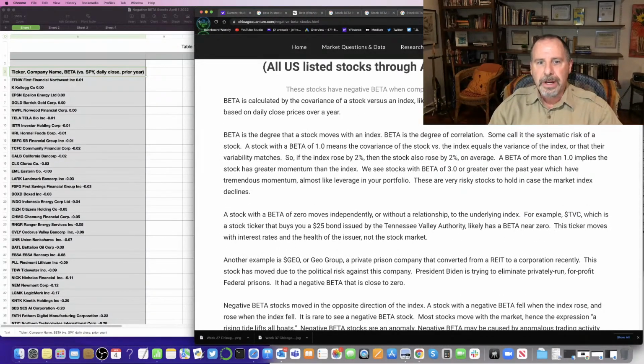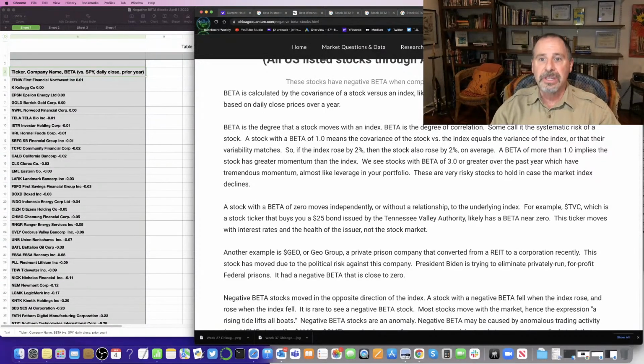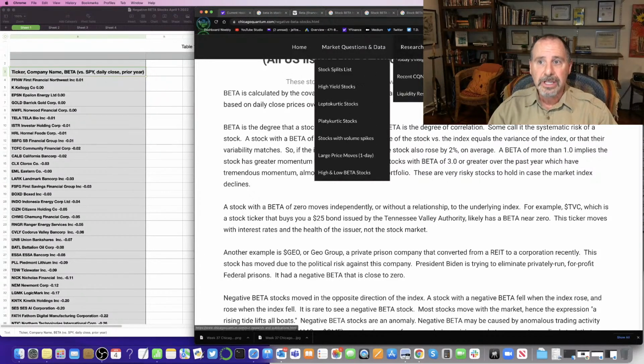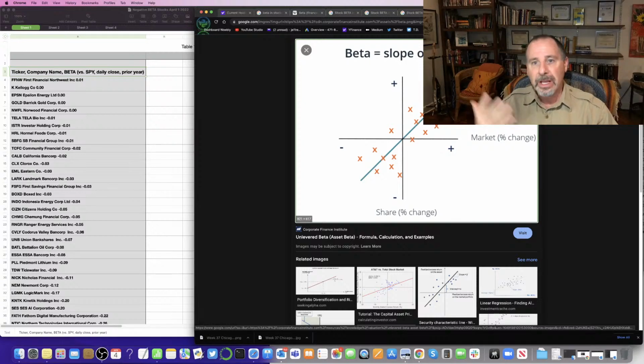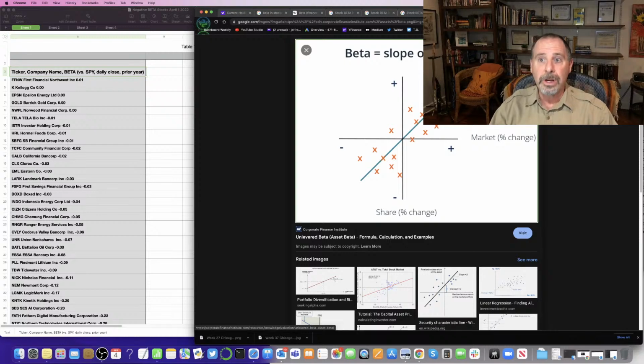So what is beta? Beta is the covariance of a stock versus the index. That's kind of complicated. So really beta is how much a stock moves when an index like the S&P 500 moves. It's a relative amount. I've got some pictures I found on the internet. Beta is the slope of the line: if the market changes a certain amount, like the S&P 500 today went up 0.86%, how much did the shares go up? And this is over a year, so you're looking at a pretty certain one year number.